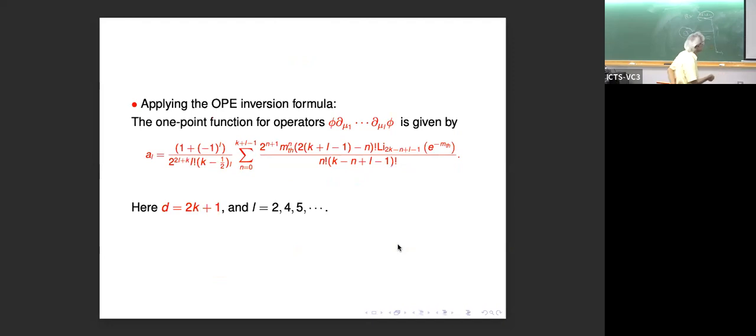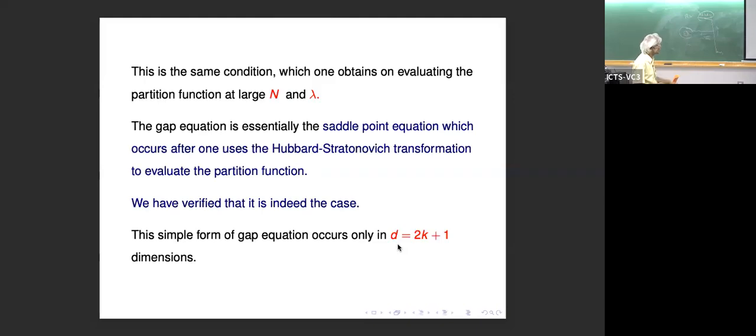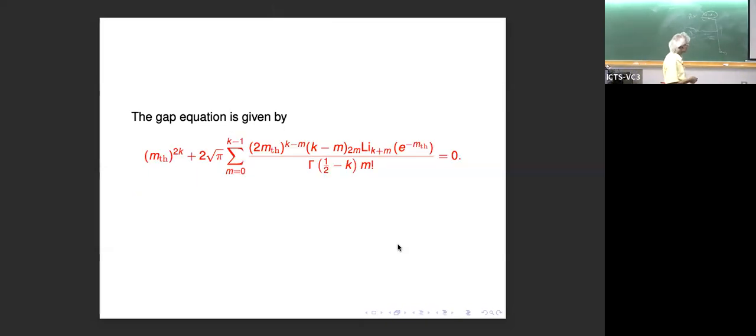And here it is. The thermal mass is read out from the gap equation. We just demand that the expectation value of phi squared vanishes, because we can extract the expectation value of any of these composites. That results in the gap equation of the O(N) model. And we have checked this: we take the partition function, do the Hubbard-Stratonovich transformation, and verify that indeed the expectation value of phi squared vanishes. And then this is the gap equation.